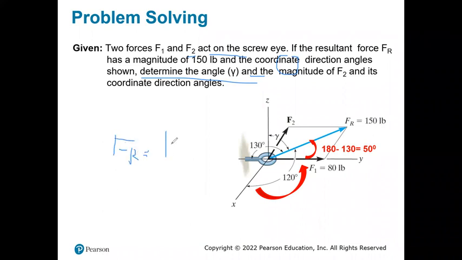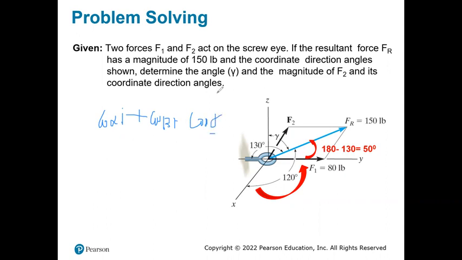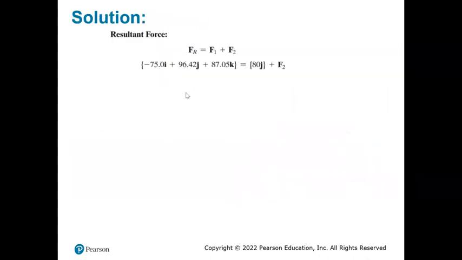Fr is going to be the magnitude of Fr times our unit vector. So how can we find the unit vector? We can find it in terms of cos alpha i plus cos beta j plus cos gamma k. So how do we find gamma? We know that cos squared alpha plus cos squared beta plus cos squared gamma equals 1. So from that we can find gamma. Then we can write it as a unit vector, and from there we can find our Fr. So that's how Fr is given.